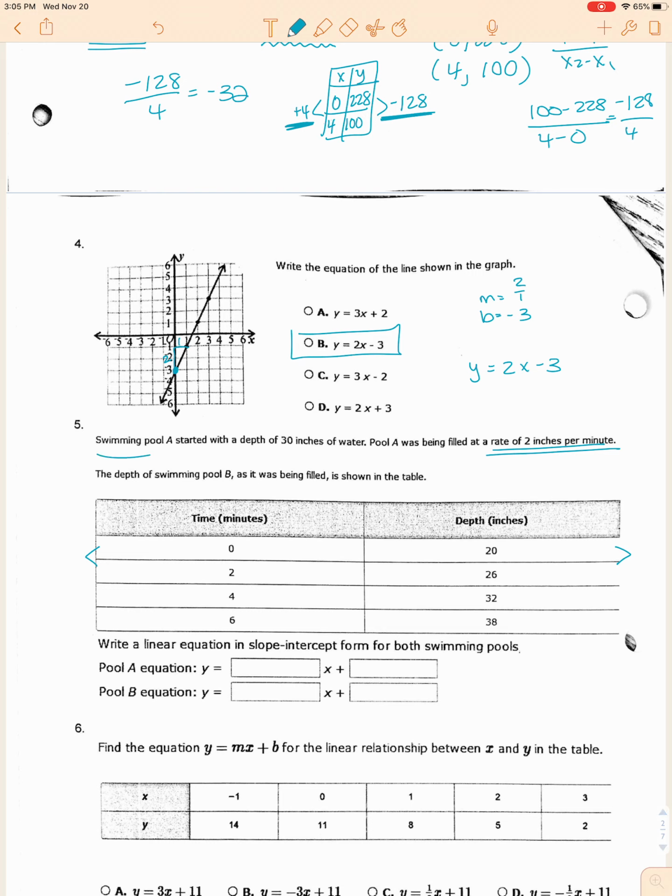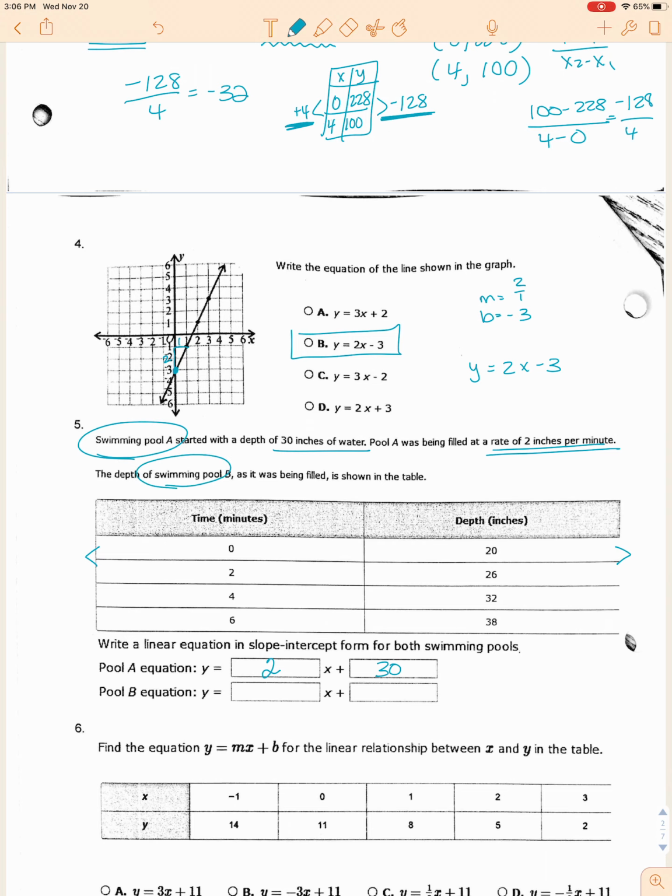So for pool A, we are starting with 30 inches of water. So our start point on our graph, if we were to graph this, would be 30. So that means that our y-intercept would be 30. And then pool A is being filled at a rate of 2 inches per minute. So if I'm going per minute, again, per each, those are key words for my slope. So pool A's equation would be y equals 2x plus 30.